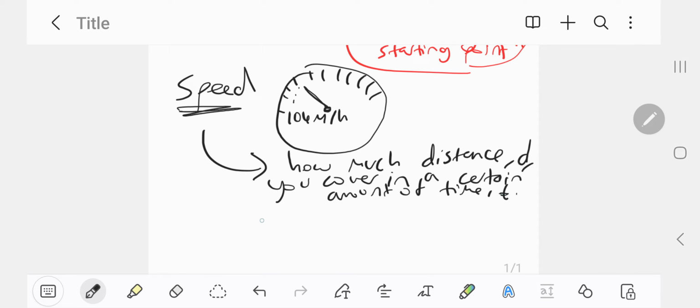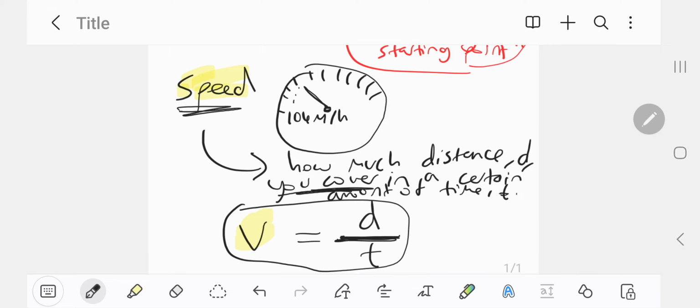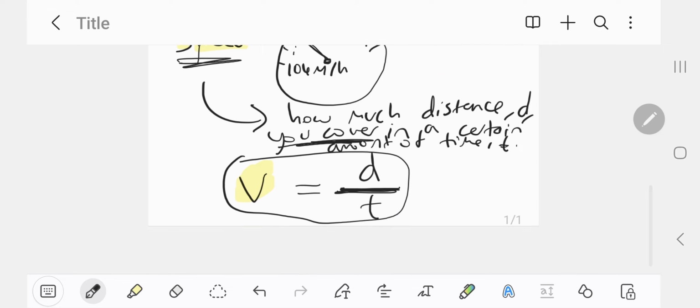So you can represent this mathematically using a formula. It's very simple. Speed is given the symbol v. I know it should be s. Sometimes they use s, but it's usually v. In physics, v is speed. Speed is distance d, as we've mentioned, over time. How much distance you cover in a certain amount of time is represented by a fraction. So that's your formula there for speed, and hopefully they should give you this in an exam.